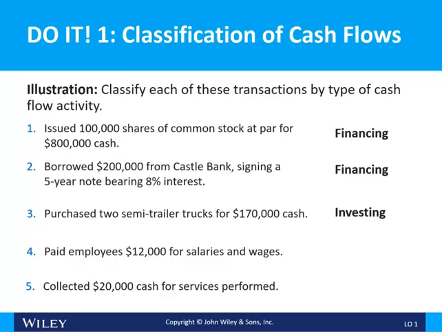We paid our employees $12,000 for salaries and wages. That's operating. Again, we record the expense on the income statement, and the income statement items go into the operating section of the cash flow statement. And then we collected $20,000 cash for services performed. Again, income statement item goes in the operating section.